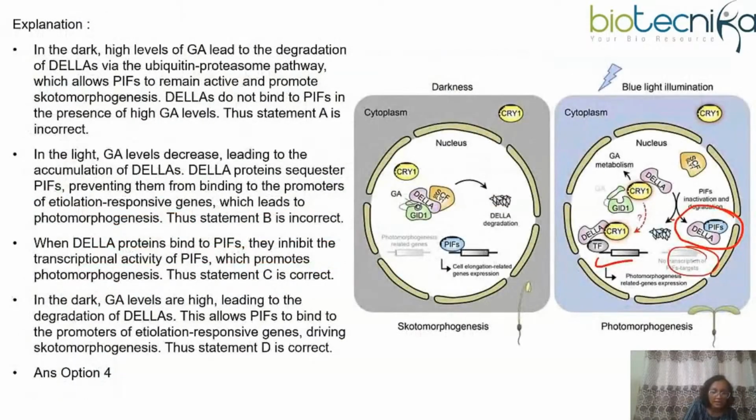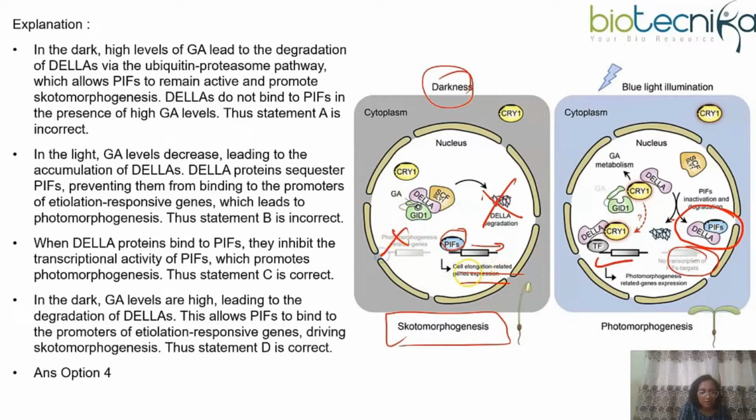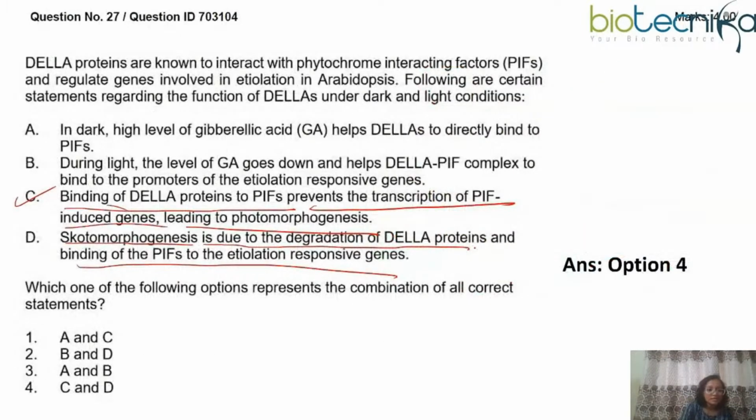That is also correct. So here in darkness, why does scotomorphogenesis occur? Because DELA has been degraded, it is no longer binding to PIF, and PIFs are now free to allow the expression of etiolation genes. Not photomorphogenesis genes, but etiolation genes are allowed to be expressed. So statement D is also correct. So the answer is option 4. Both C and D are true.